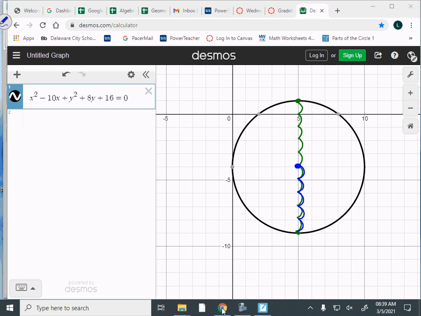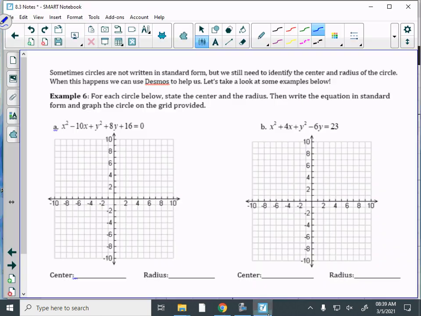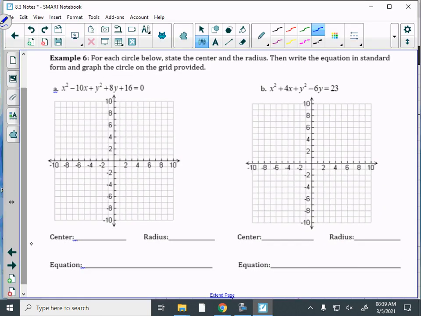What are the coordinates of our center? 5, -4. So our center is located at 5, -4. Our radius was 5. Now we can write the equation, just like we did on the front. X change the sign, squared, plus y change the sign, squared, equals what? 25, radius squared. And there we go.